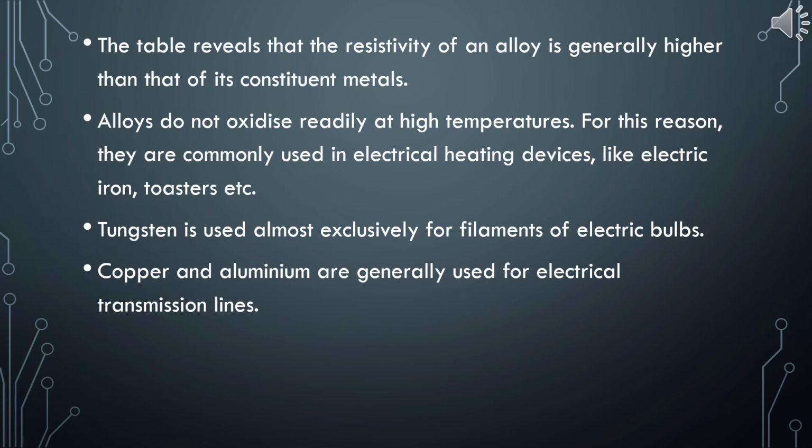Now observe tungsten in the table. Tungsten is used almost exclusively for the filament of an electric bulb because of its high resistivity. And next are copper and aluminium, whose resistivity is very low, so generally they are used in electrical transmission lines.